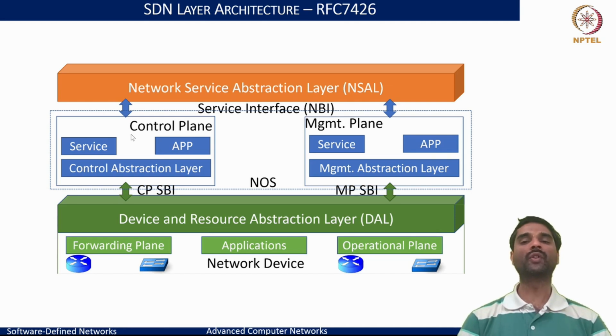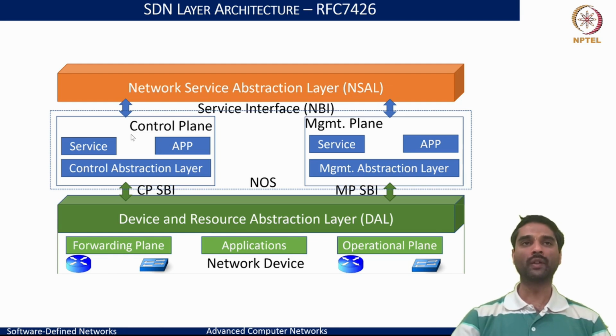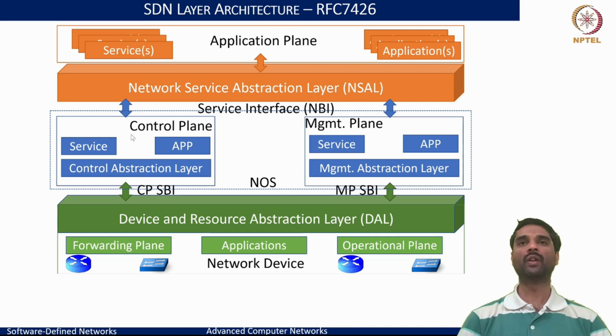So this network service abstraction layer plays a key role in terms of how the networking applications would then communicate with the control plane and management plane to ensure the intent of the network operators is being enforced on the networking devices. And on top of this network service abstraction layer would be the application plane, where eventually all the applications and services that define the network behavior would reside.